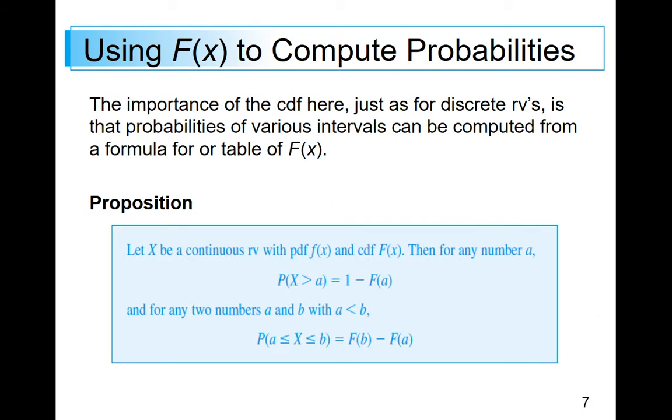And so if you want to find the probability of x is bigger than a, what you have to do is 1 minus the cumulative distribution function. And remember, this is the nice thing about continuous CDF.